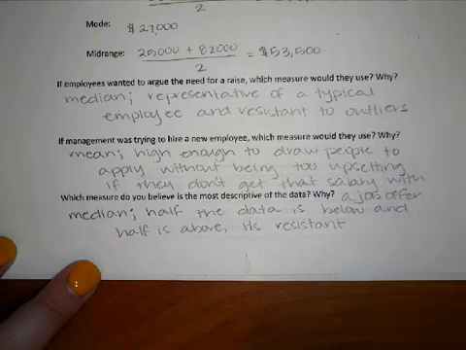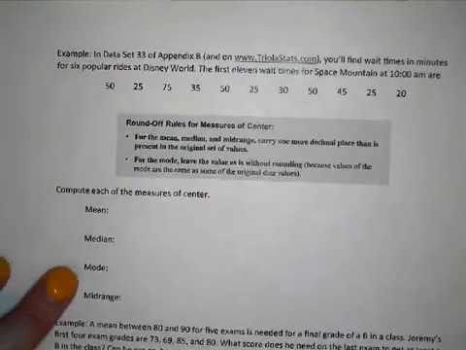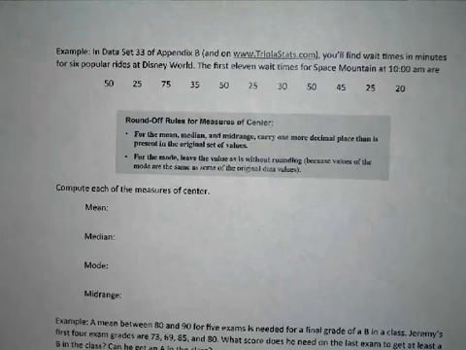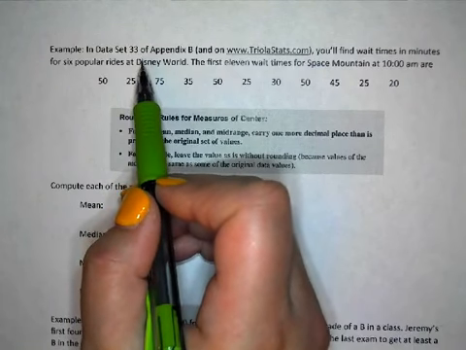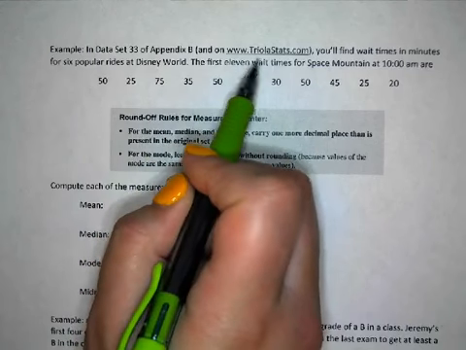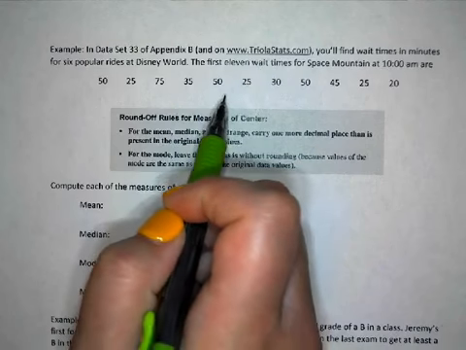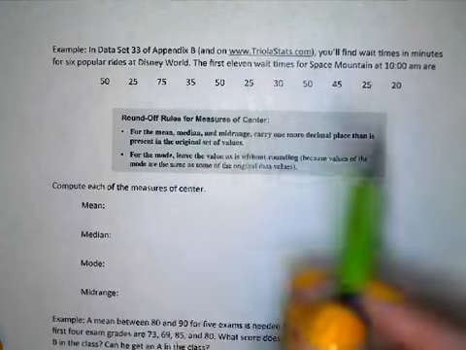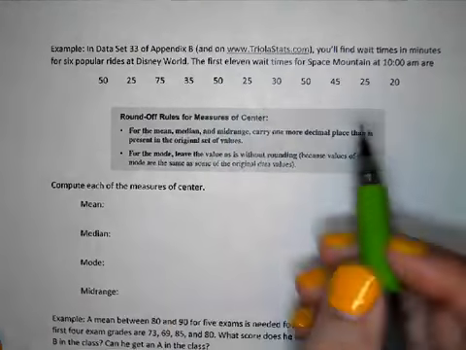Okay, next we're going to look at another example. If you look in your textbooks, there's Appendix B, which has different data sets in it, and data set 33 is referenced, and it has different wait times for popular rides at Disney World. If you look at triolastats.com, it has the full data set. They did this in the textbook, and then I went ahead and used the same data. They took the first 11 wait times for Space Mountain at 10 a.m. There were hundreds of data points, but we just used the first 11.